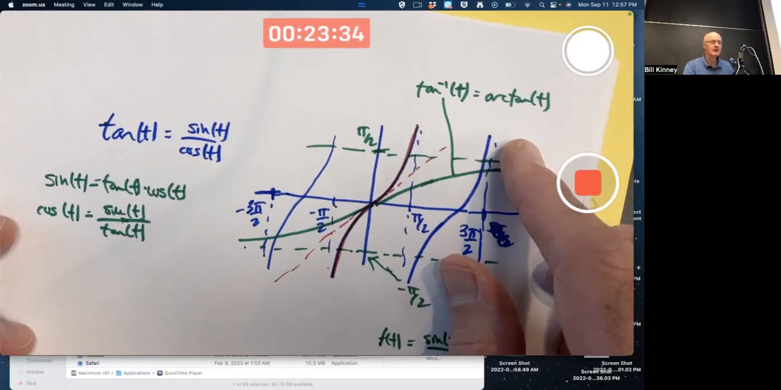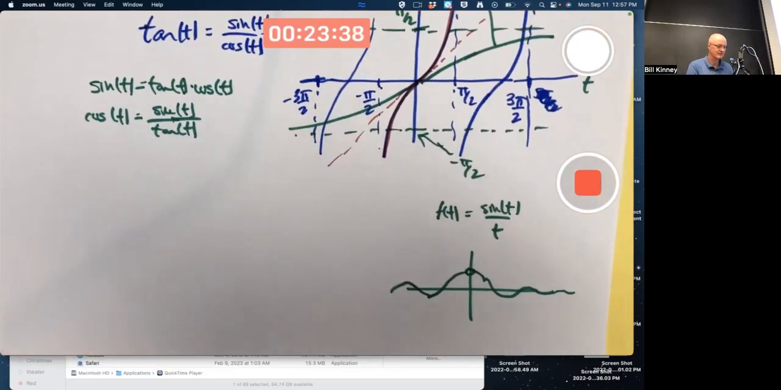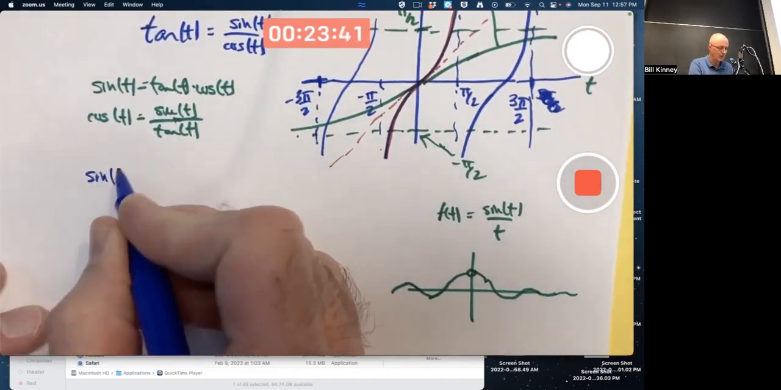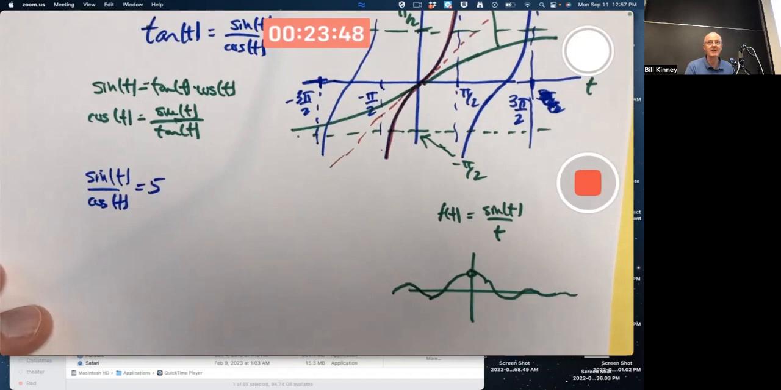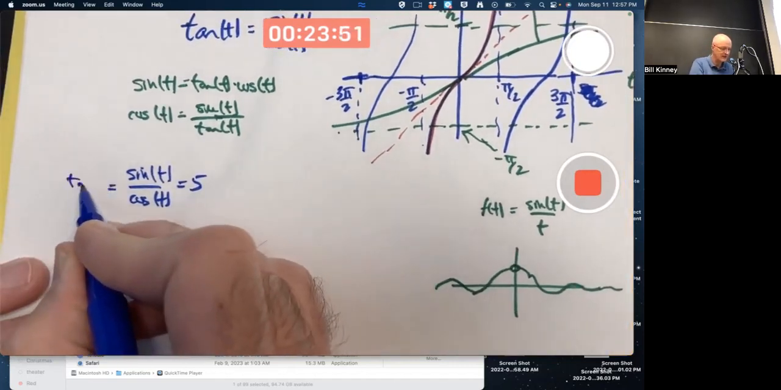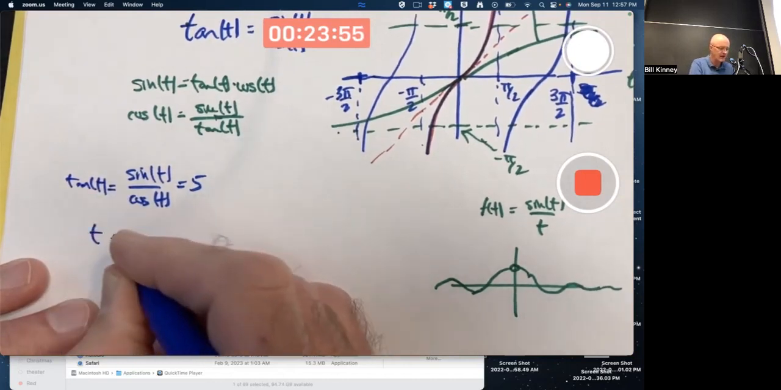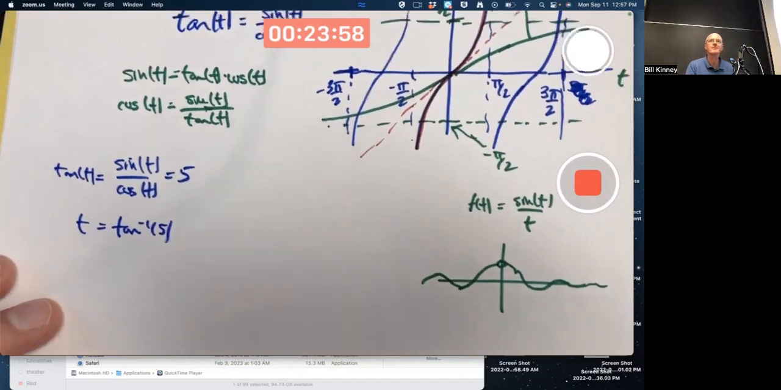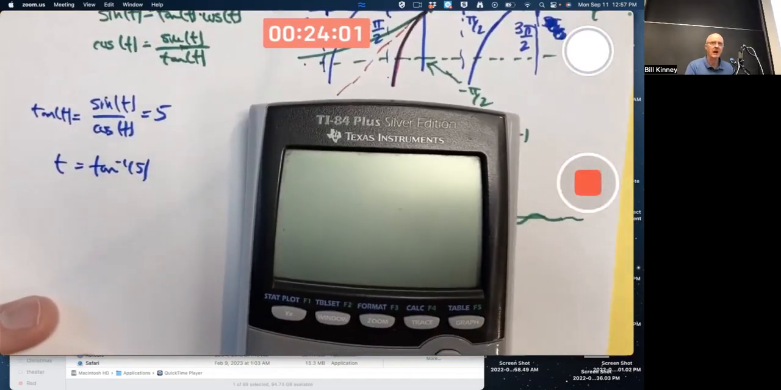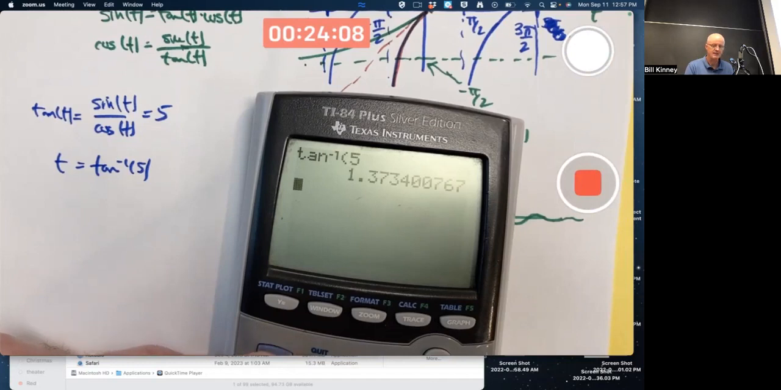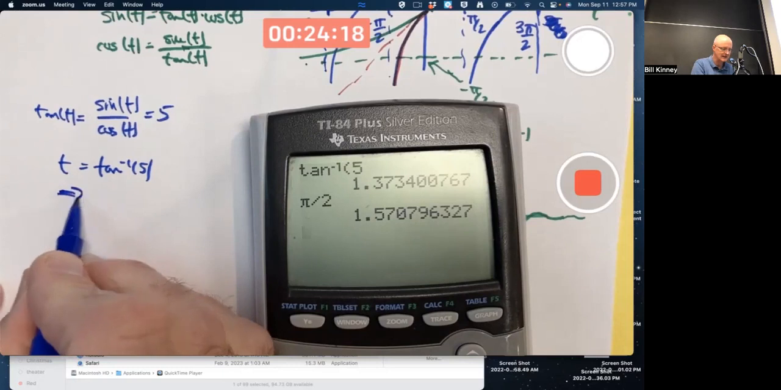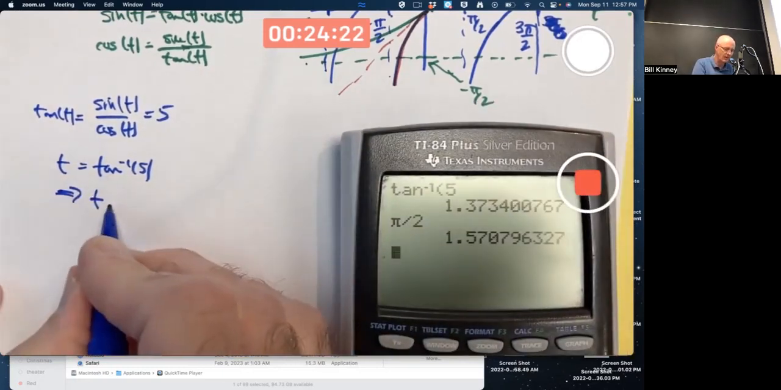Okay. You can also use it to solve equations. For example, when does sine of t over cosine of t equal 5, which I could have written as sine of t equals 5 times cosine of t? Well, that's equivalent to tangent of t equaling 5. One value of t that works is the inverse tangent of 5. What is it? You'd have to approximate it with your calculator. Inverse tangent of 5 is about 1.37. It's got to be less than pi over 2. Pi over 2 is 1.57. This implies that one possible value of t that works is about 1.37.